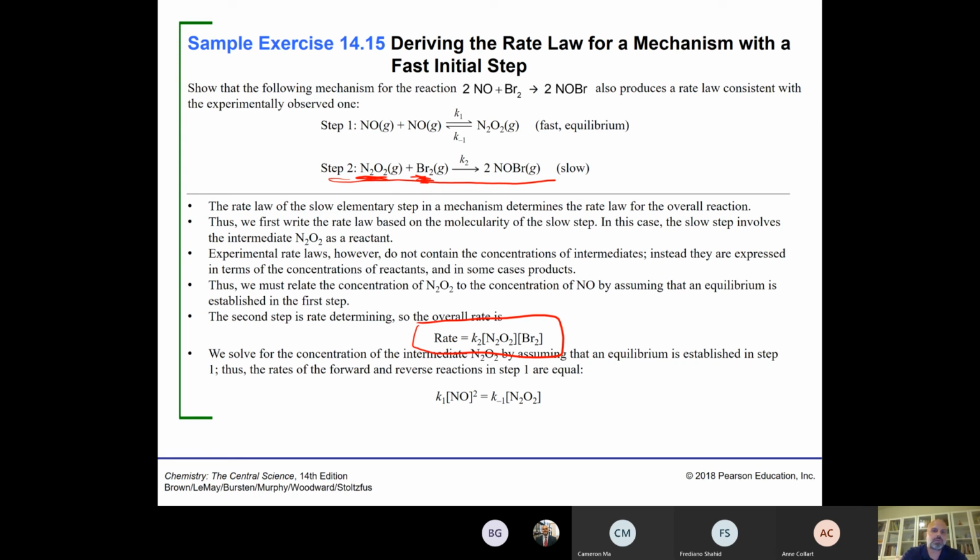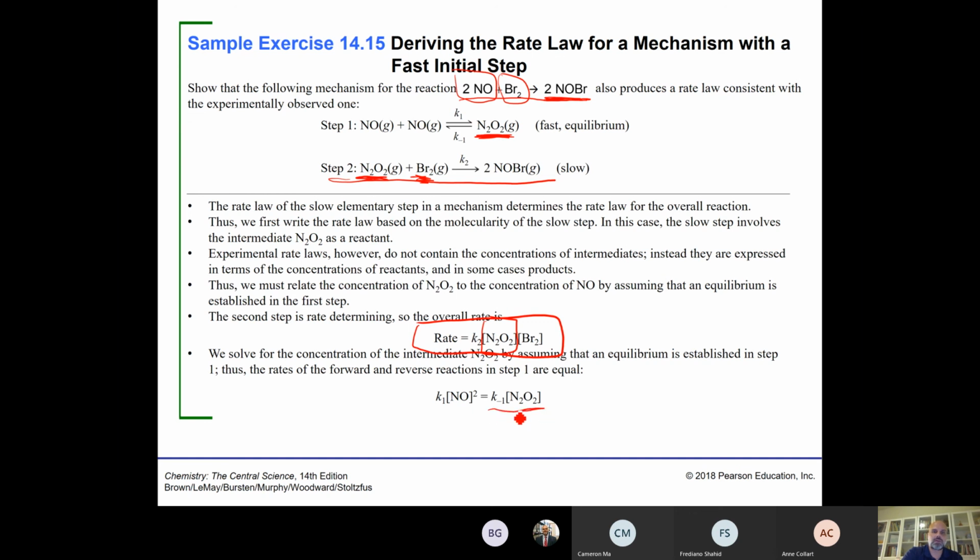The one problem in this particular step is that our N2O2 is not a reactant, right? If we look at the overall reaction up at the top of the page, the overall reaction does not contain any N2O2. All we're reacting are two nitrogen monoxide molecules with bromine to give us our products. So what we need to do is instead take into account the formation of this N2O2, right?